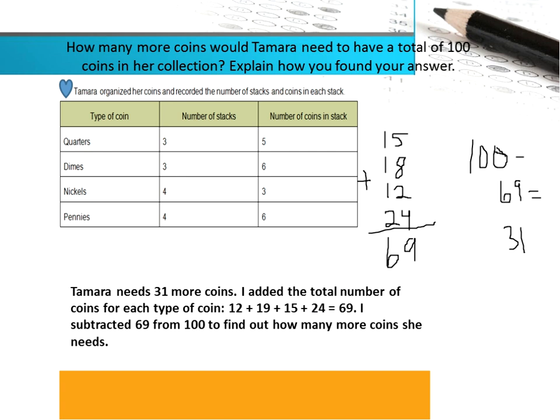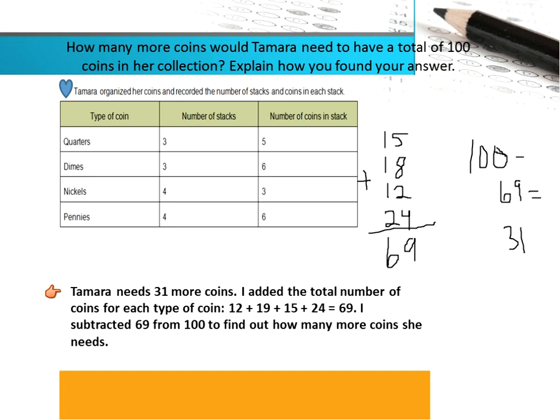Gabby said first multiply the number of stacks by the number of coins per stack for each type. Excellent. Then add those results to get the total. Then subtract this number from 100, and that will be the answer. Great, Gabby. That's another fabulous answer. What's awesome about this is that there's not just one right answer. That was one of the things that when the Common Core was developed, they wanted. There's lots of ways to solve it, and not everybody is the same. So this was just K-12's example: Tamara needs 31 more coins. I added the total number of coins. They showed that.